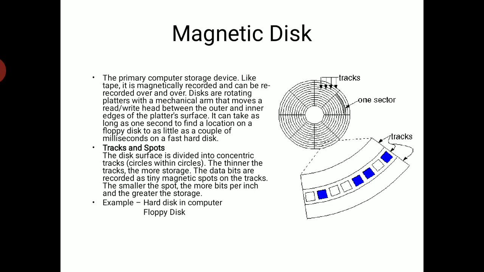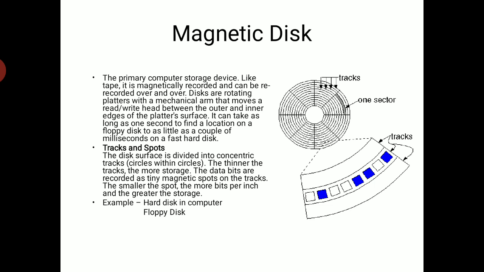It is generally a disc divided into circular sectors, with one sector and many more sectors, and there is a track for each, so the particular data has to be stored in a particular place. Generally, the primary computer storage device, like tapes, can be recorded over a period of time.